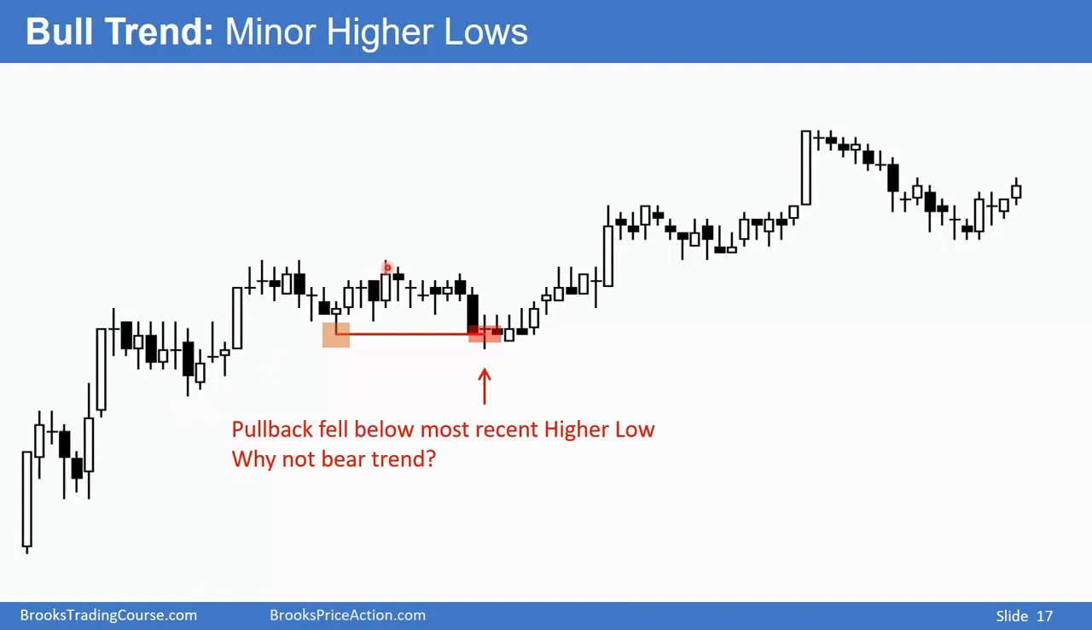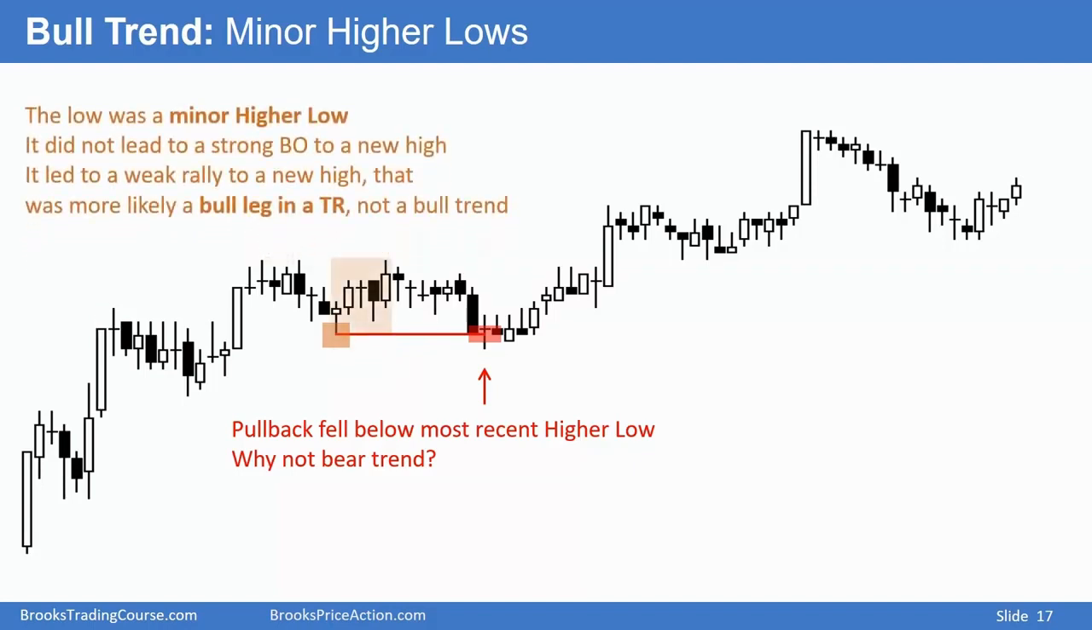It led to a bull leg in a trading range and not a bull leg in a bull trend. Did not lead to a strong breakout to a new high. And trading ranges have legs up, they have legs down, and sometimes the legs down fall below minor higher lows. Lower low, but it converted the bull trend into a trading range. We have a bear breakout and a lower low, but we held above the major higher low. So at this point, pullback grew into a trading range still in a bull trend.